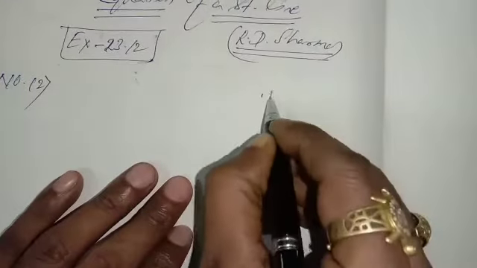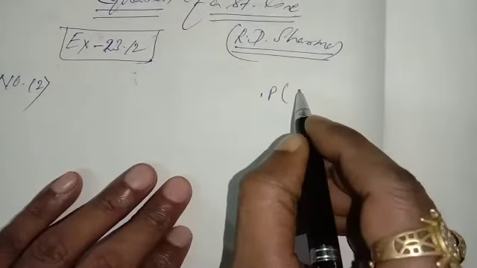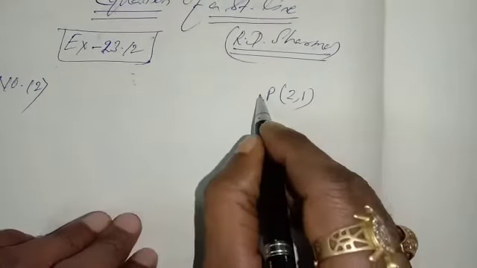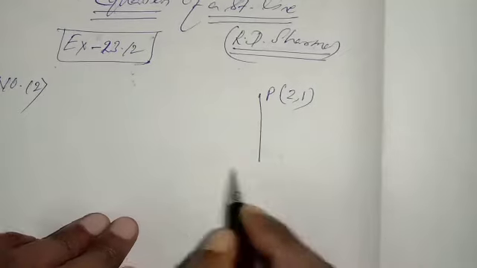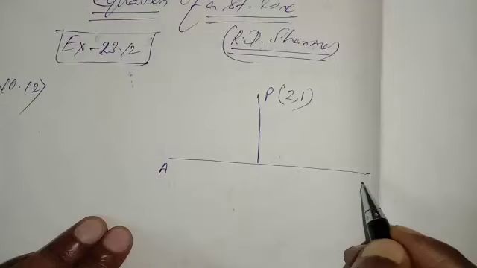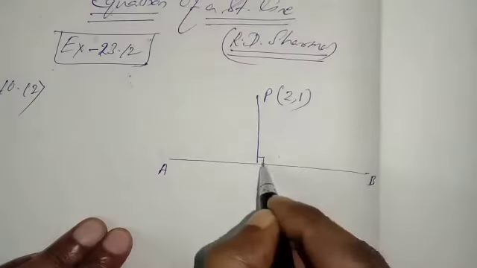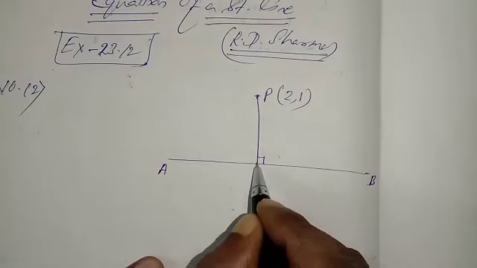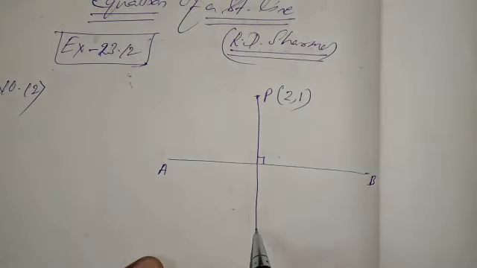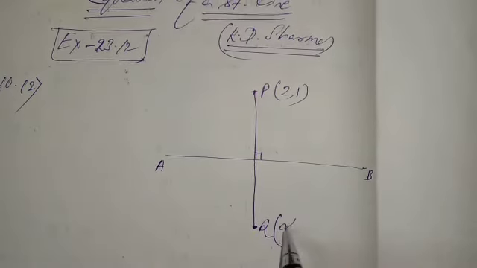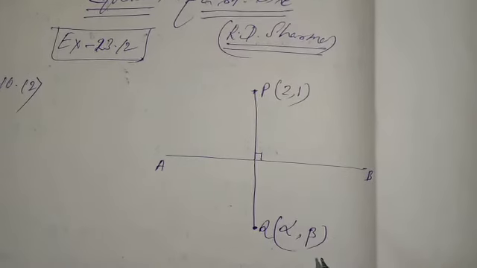Let the point be P, having coordinates (2, 1), and you have to find the image of this point through this mirror line. Let the mirror line be AB. So what is the image of the point P? Let the image of the point P through the mirror line AB be Q. You have to find this coordinate. Let that coordinate be (alpha, beta).